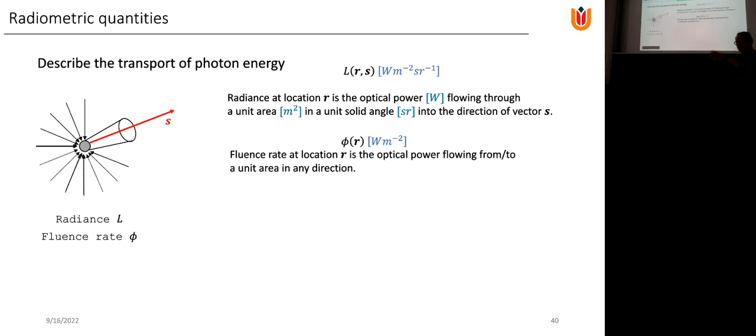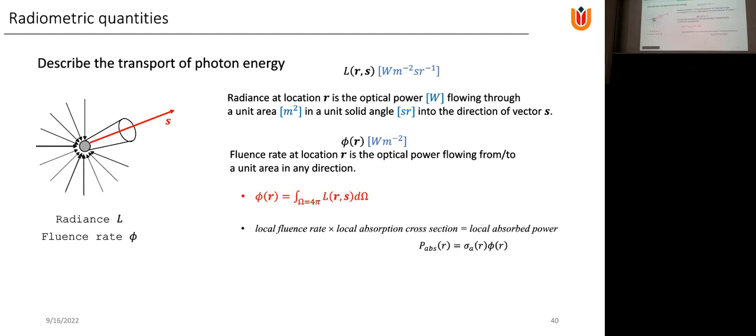If you would add up all the power flowing, so integrate over the solid angle, then we get the fluence rate. So we integrate over solid angles, so the solid angle drops out. Then we have another quantity that has units watt per square meter. So it is the optical power flowing through a unit area inside the tissue in all directions, in any kind of direction. So the fluence rate is the integral of the radiance over solid angle. The fluence rate is the key property because it allows you to calculate how much light is present, how much optical energy is present at a certain location in the tissue.